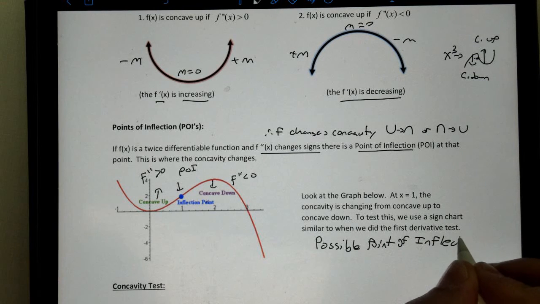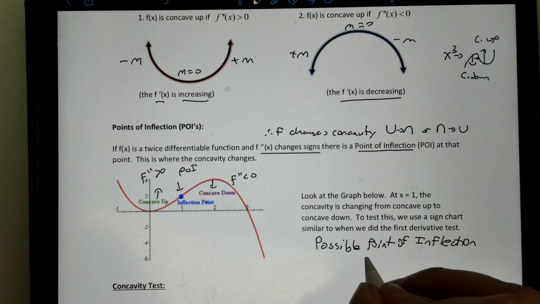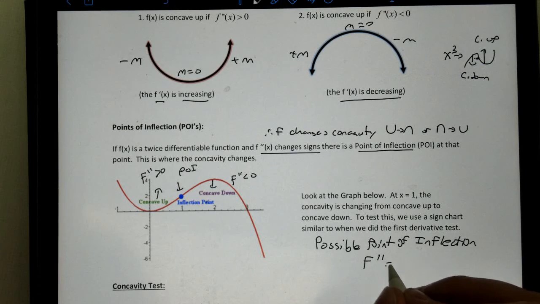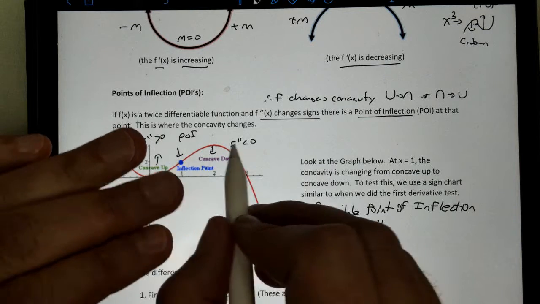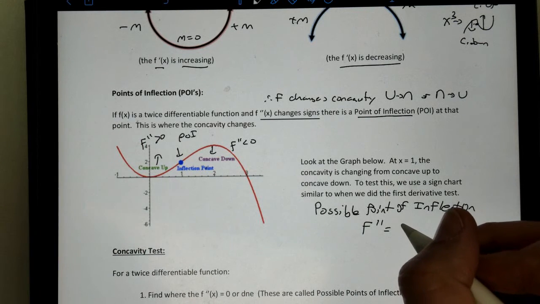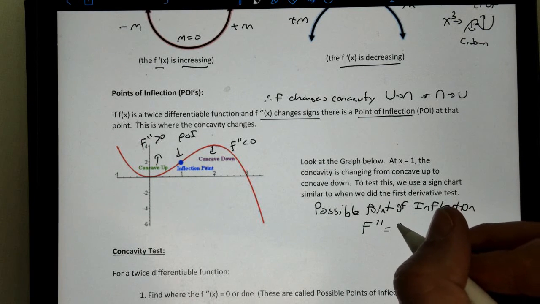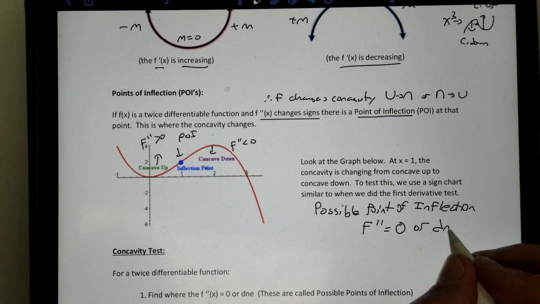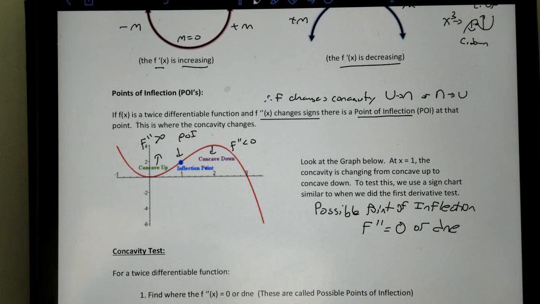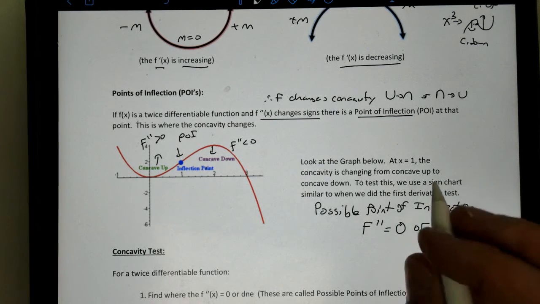Now, a possible point of inflection is nothing more than where we're going to look at the second derivative. Remember, we said it has to go from a positive to a negative, so we're looking for whether the second derivative is 0. But like the first derivative test, this could also be a DNE for us. We'll talk about that later too.